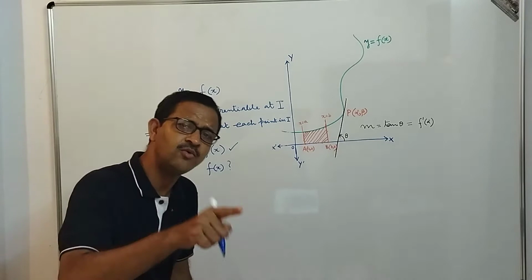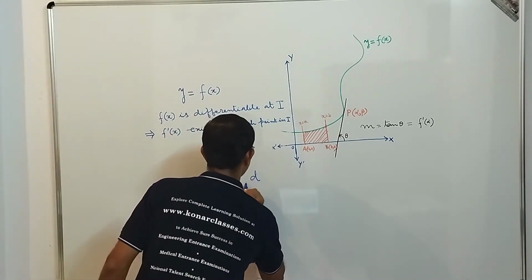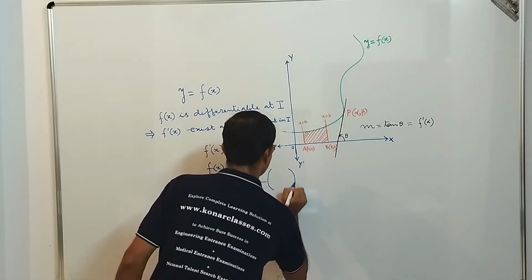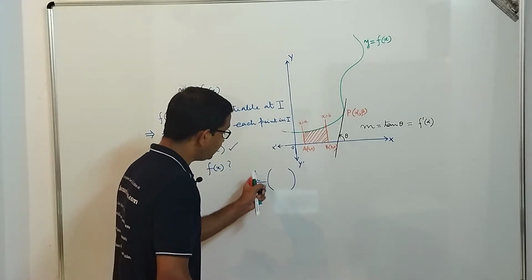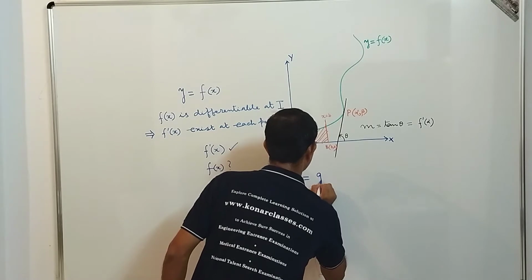Or the other way I can say it is, suppose I write d/dx of a function. I do not know what that function is, but I know that if I differentiate that function, I get a function, suppose g(x).